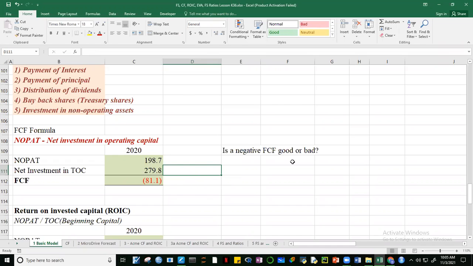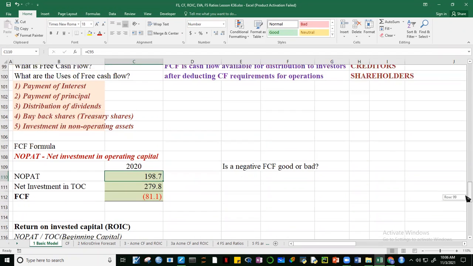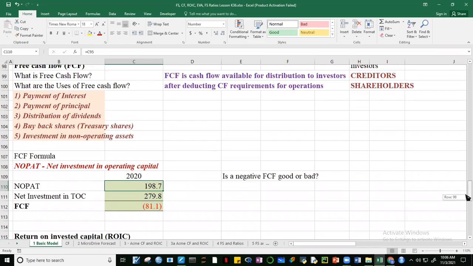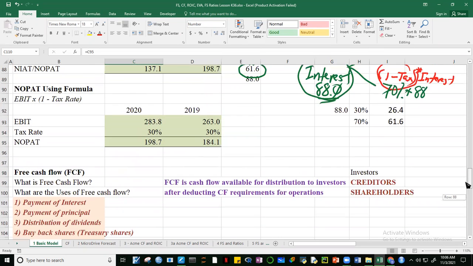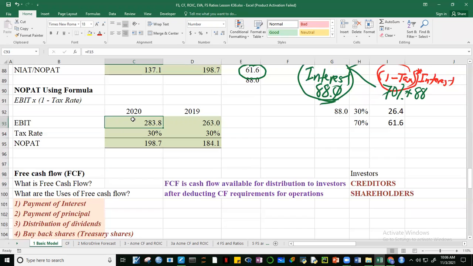Now, let's suppose the NOPAT was already negative. If the NOPAT was negative, then that could mean a bad free cash flow. How can the NOPAT be negative, guys? The NOPAT will be negative if the EBIT itself was negative.